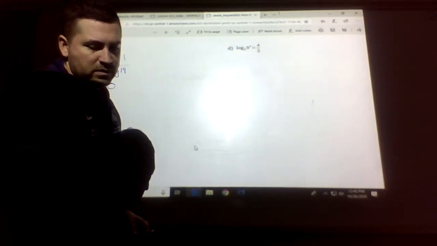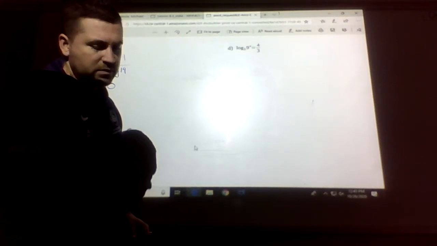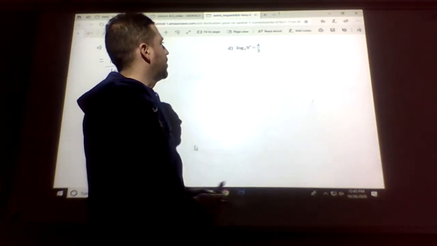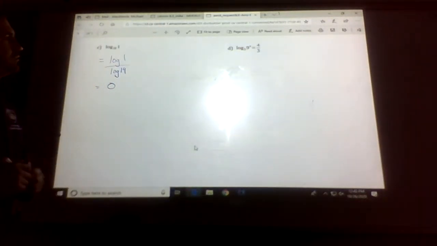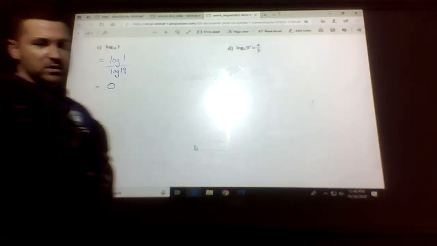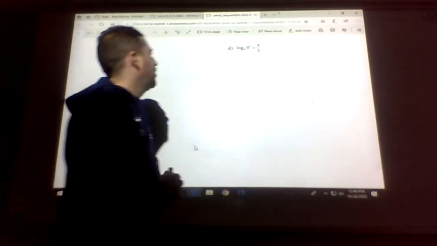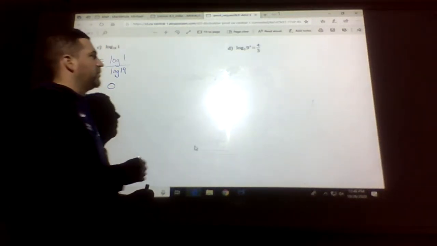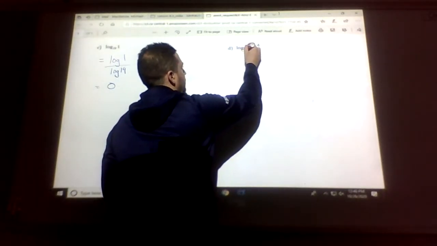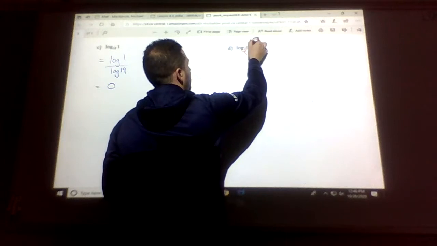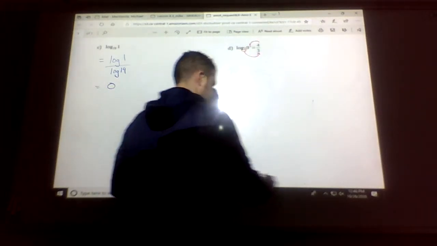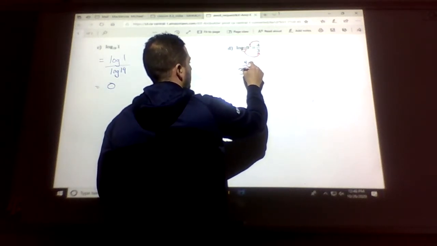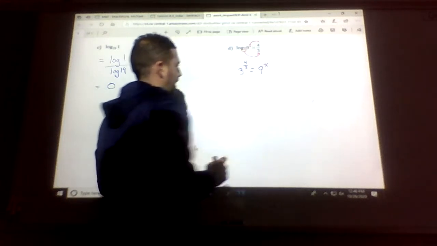Okay, next one. Something a little bit more challenging. Okay, log base 3 to the power of... log base 9 of x equals 4/3. Okay, there's multiple ways we could answer this one. So let's do a conversion first. We'll do one method. So 3 to the power of 4/3 equals 9 to the power of x.